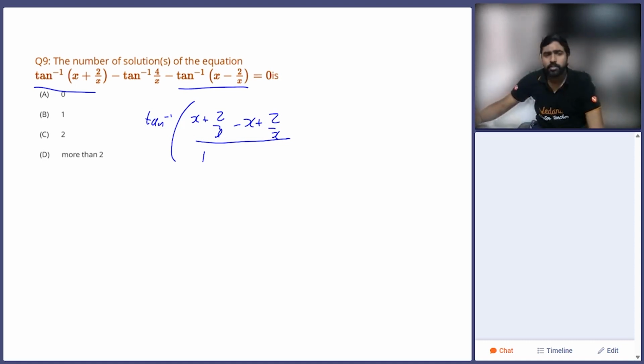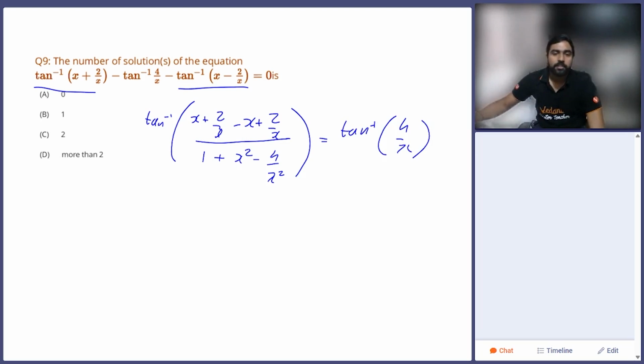You can see the product of the two of them is coming as a positive value, so it's greater than -1, no problems there. Then 1 plus the product of the two of them, that is x square minus 4 upon x square over here. Now this is equal to tan inverse of 4 upon x. So basically I can say over here the 4 upon x gets cancelled out. So I can say 1 plus x square minus 4 upon x square should be equal to 1.